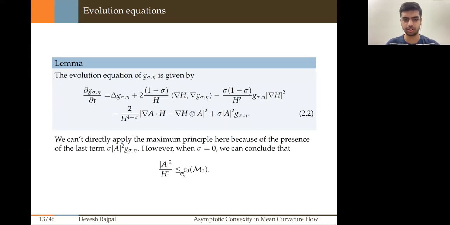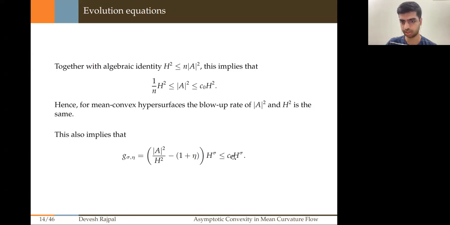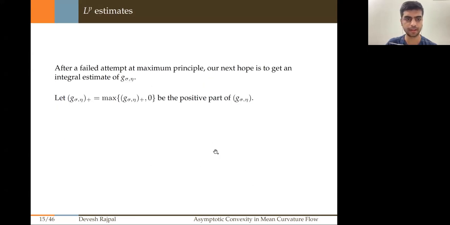However, for sigma equals 0, we got a nice result that in the mean convex setting, |A|^2 upon H^2 is less than or equal to a certain constant, depending only on the initial hypersurface. And also algebraically, H^2 is less than or equal to n|A|^2. So for mean convex hypersurfaces, the blow-up rate of the second fundamental form and mean curvature is the same. And we'll use this quite often. This also implies a bound on G. So G is less than or equal to a certain constant times H raised to sigma. We'll denote this constant the same.